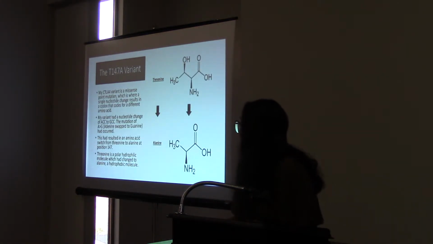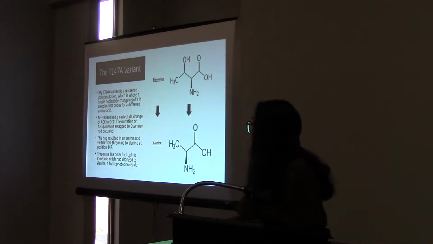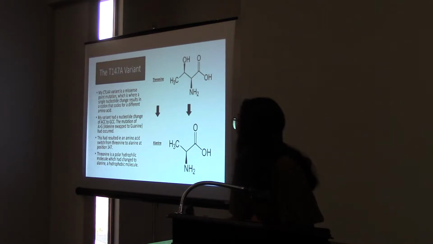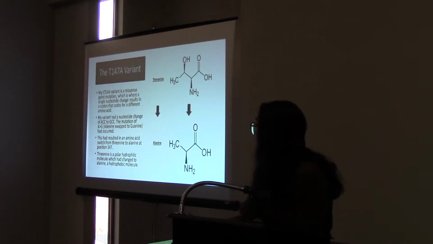My CTLA4 variant is a missense point mutation, which is where a single nucleotide change results in a codon which codes for a different amino acid. My variant had a nucleotide change of ACC to GCC, where the adenine had been swapped to a guanine. This resulted in an amino acid switch from threonine to alanine at position 147.